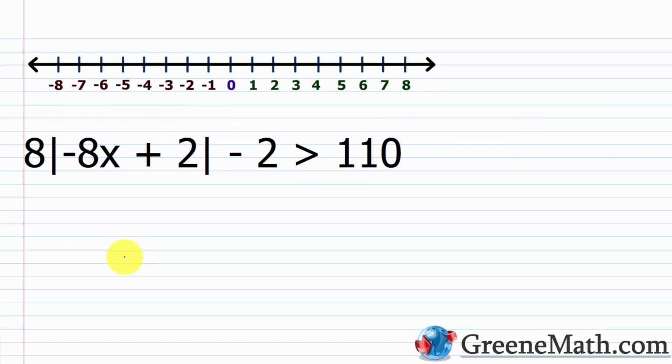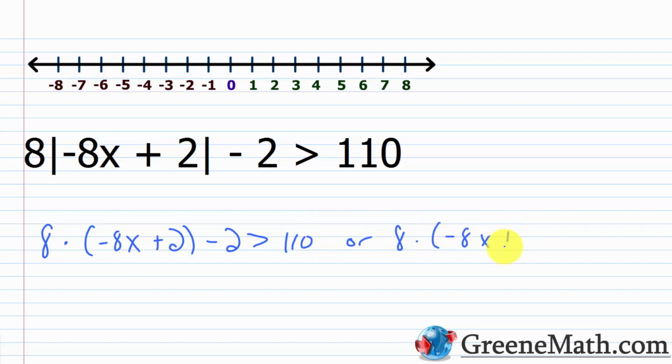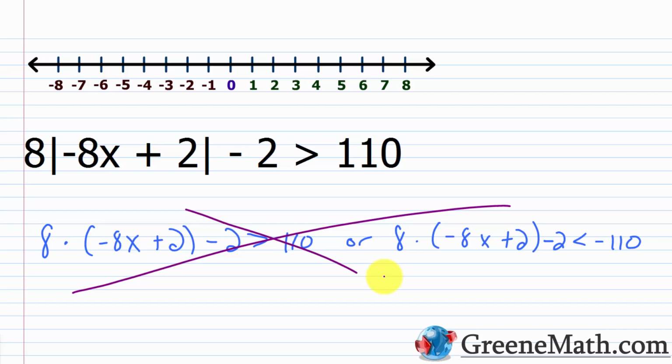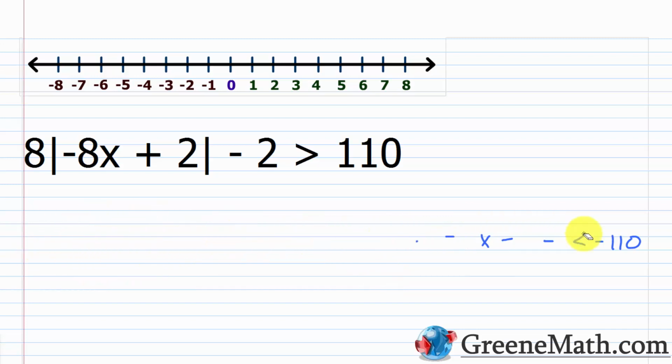All right, let's take a look at another one. So we have 8 times the absolute value of negative 8x plus 2, minus 2, is greater than 110. A common mistake is, after you've seen these easy problems, you start saying, okay, well, 8 times, remove the bars, negative 8x plus 2 minus 2 is greater than 110. Or then you say, 8 times, inside parentheses, negative 8x plus 2 minus 2 is less than negative 110. No, okay? Do not do this. Wrong. You have to isolate the absolute value operation first.